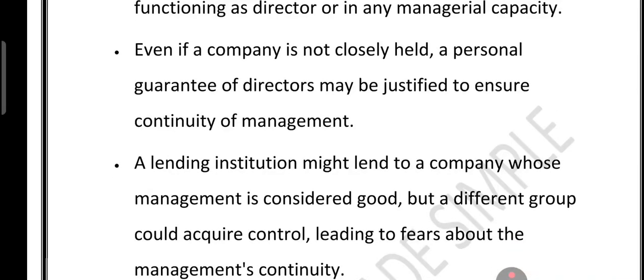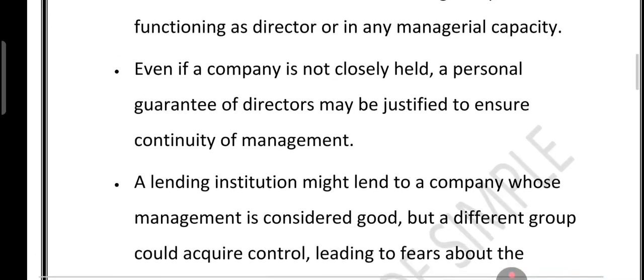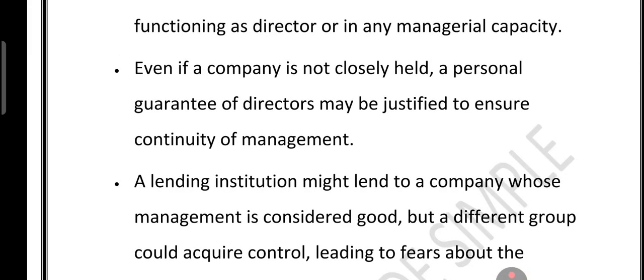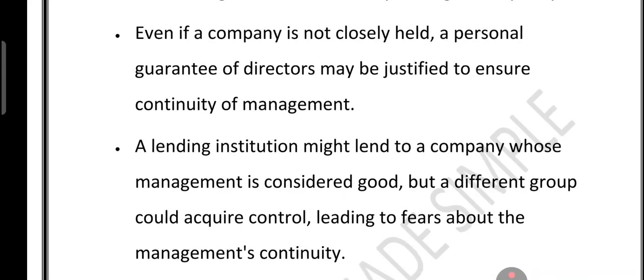So again I am repeating, what if the company is not closely held? Even in that case the bank might still ask for a director guarantee. Why? Because the bank gives a loan thinking that this company has great management, but later someone else takes over the company. Now the bank is worried, what if the new guy messes things up? So by taking a personal guarantee from key people, the bank tries to ensure management continuity and protect its money even if control shifts.